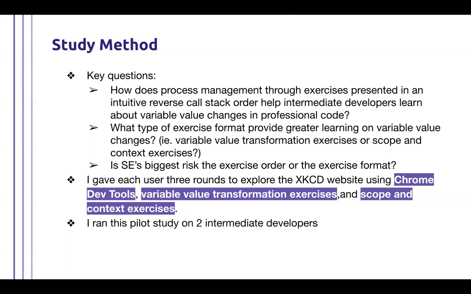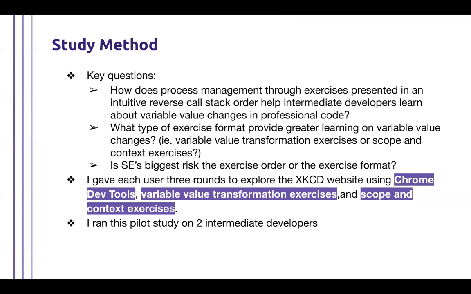Is it the variable value transformation exercises in the previous interface model, or is it scope and context exercises in the interface model that I'm arguing for? And then also, is scaffolded exercises' biggest risk the exercise order or the exercise format?